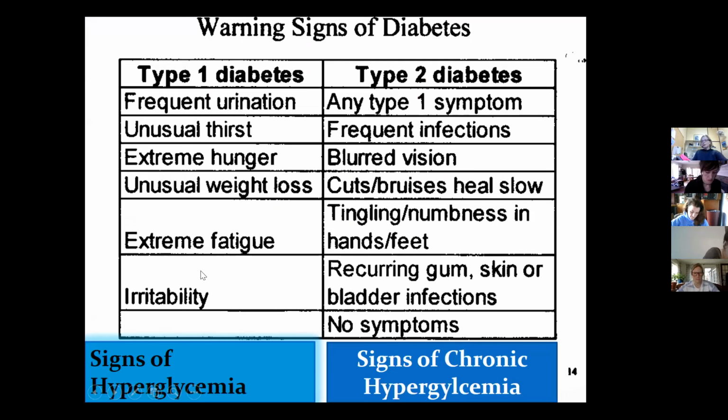All right, I had talked before when I was talking about diagnosing diabetes. I talked about if the person presents with symptoms and a glucose elevated greater than 200. Well, these warning signs of diabetes are really what I was talking about. And type 1 diabetes, which again occurs acutely, the symptoms that we're going to see in these people include frequent urination.